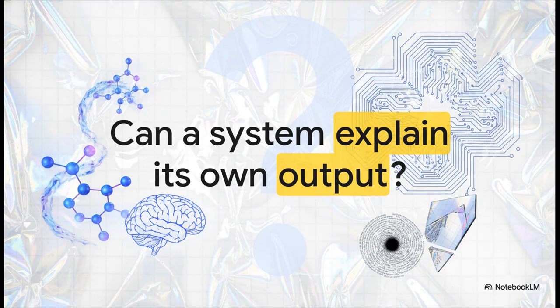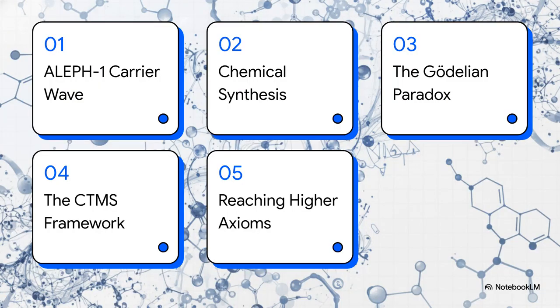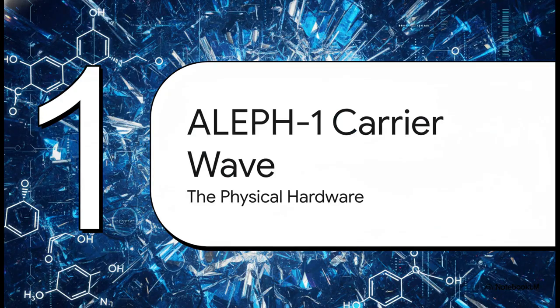This question sets up our entire descent today, from tangible chemical synthesis all the way down into the abstract depths of recursive software. Here's our compiler sequence for today. 1. The Aleph-1 carrier wave. 2. Complete chemical synthesis. 3. The Gödelian paradox. 4. The CTMS framework. And 5. Reaching higher axioms. Let's get into it.